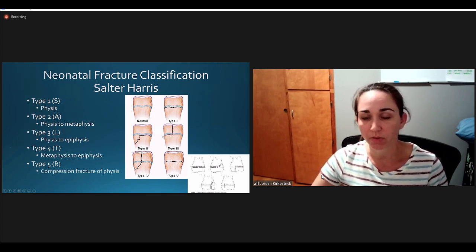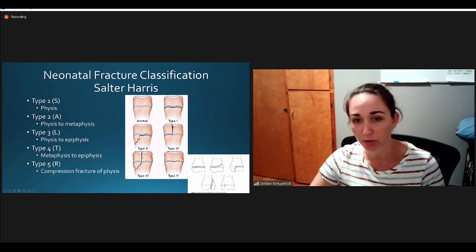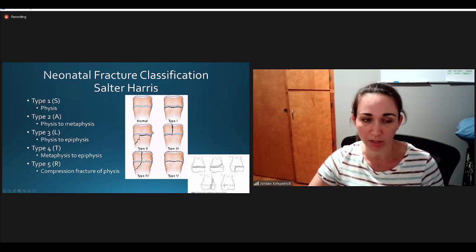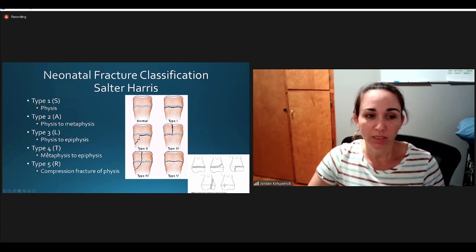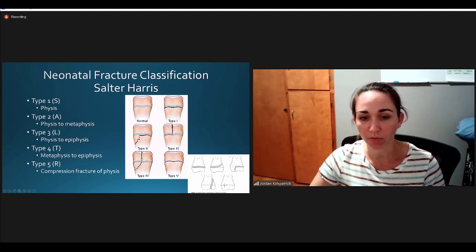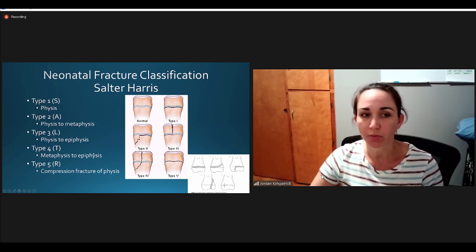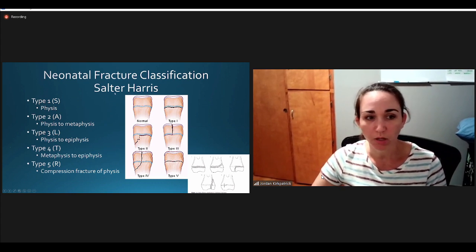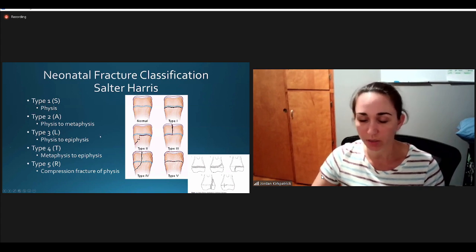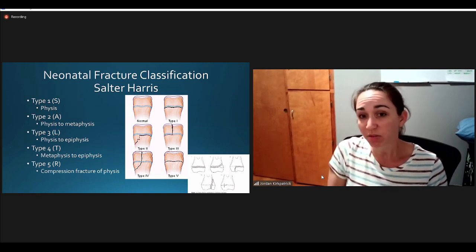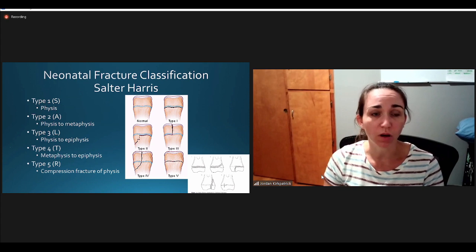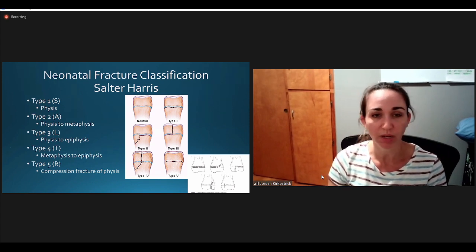Type 3, since it's the physis and epiphysis, is below the physis where the fracture is going. So that's where the L is. Type 4, from the epiphysis, physis, and metaphysis, through all of it, is where the T is. And then R, because it's type 5, is either crushed or you can say ruined. So it's a little acronym that also sort of spells Salter, a different way to remember it. Some people find it helpful, some people don't find it helpful at all, but it's there just in case it would be helpful to you.